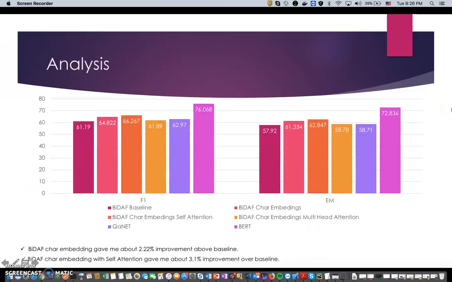Here you will see all the results from the models that I have trained, which were BiDAF baseline, BiDAF char embeddings, BiDAF char embeddings with self-attention, BiDAF char embeddings with multi-head attention, QANet, and BERT. Comparing the results, BiDAF char embeddings gave me about 2.2% improvement over the baseline on F1 score. BiDAF char embeddings with self-attention gave me about 3.1% improvement above the baseline on F1 score.